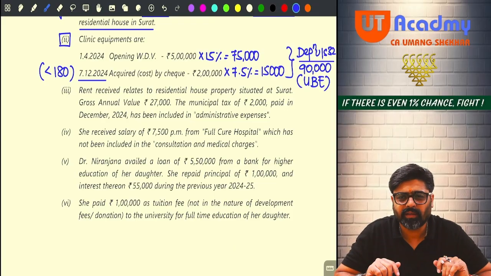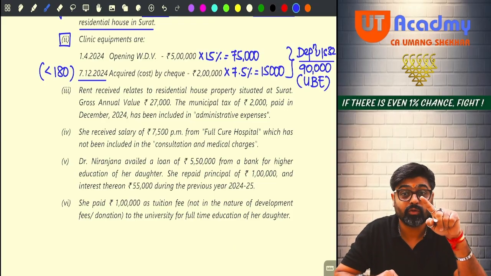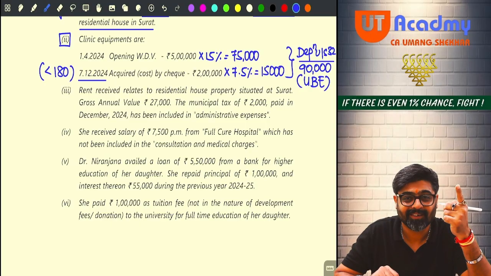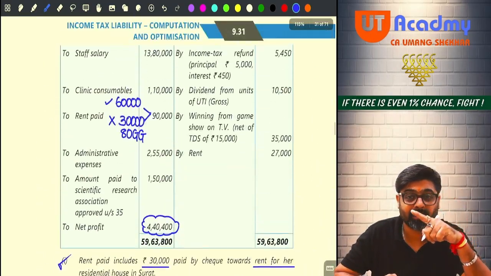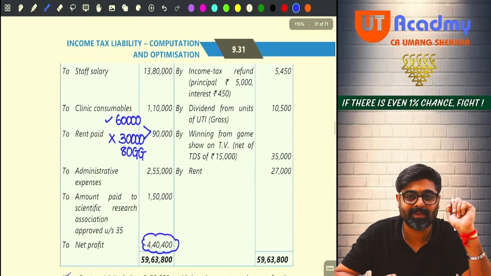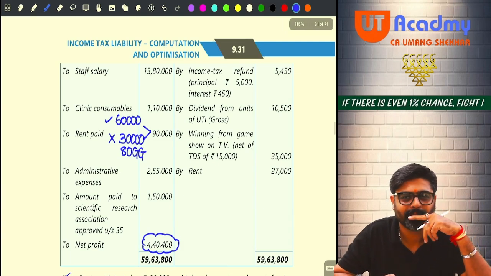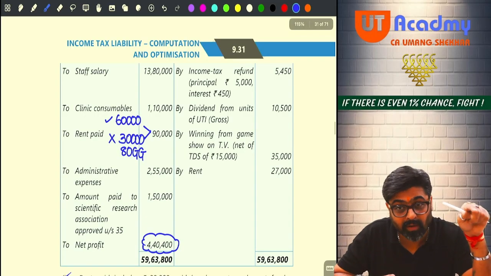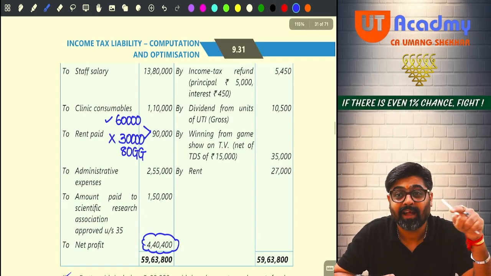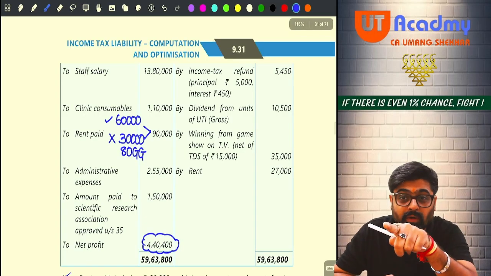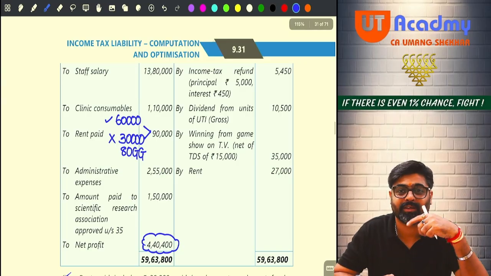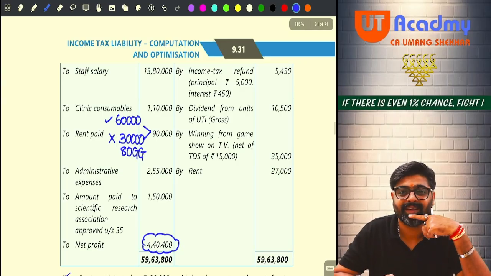Have you seen Surat anywhere? Yes. Surat, you are paying rent also. For that you are about to take 80GG. Do you remember? But now don't you think 80GG will not be allowed? Because in Surat you have already one house property which you have given on rent. Whatever rent you are receiving, 27,000 is from that property only.